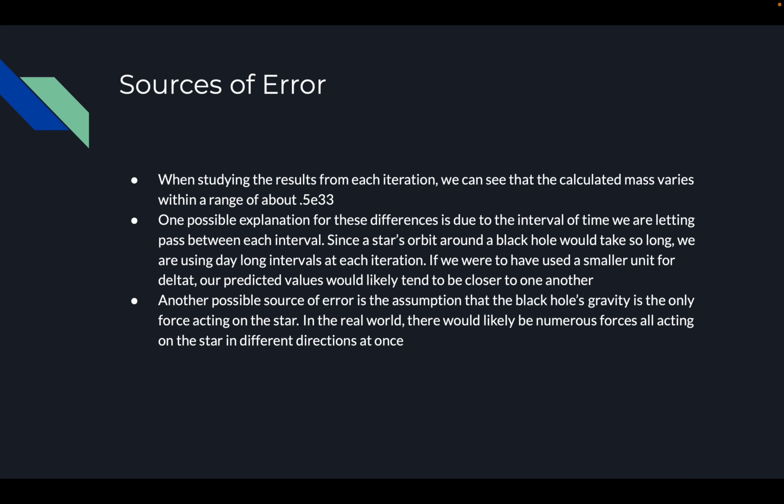When studying the results from each iteration, we can see that calculated mass varies within a range of about 0.5 times 10 to the 33rd power. One possible source of error for this is that we are letting an entire day pass between intervals and calculations. Another possible source of error is that we assume that the black hole was the only force acting on the system, but in reality, there would likely be many forces acting on the system.